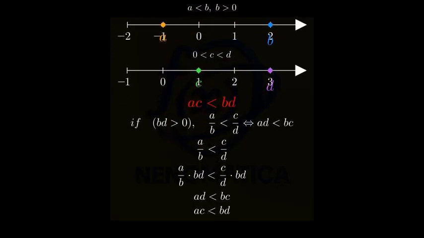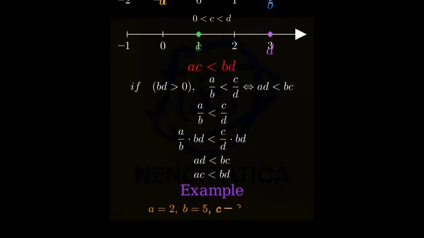To get back to our original property, we can substitute a with a, b with b, c with c, and d with d, which gives us a times c is less than b times d. Now, let's see an example of how to apply this property. Example: given a equals 2, b equals 5, c equals 3, and d equals 4, let's verify if a times c is less than b times d.